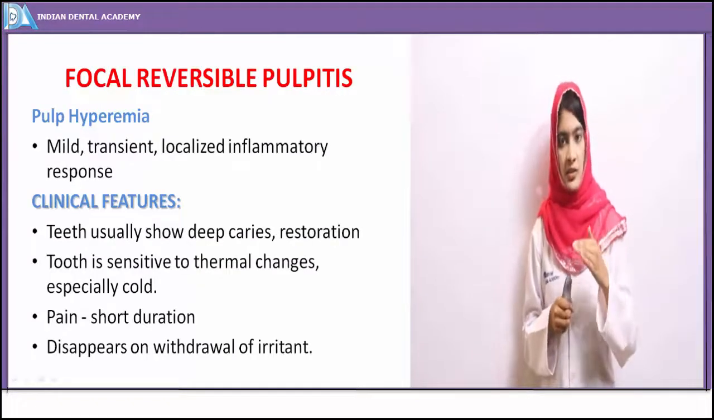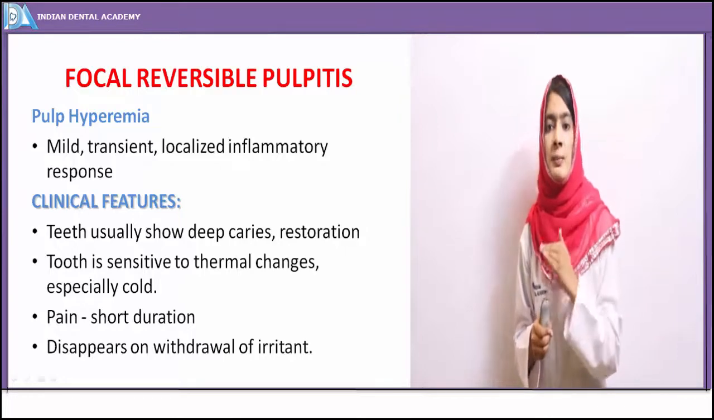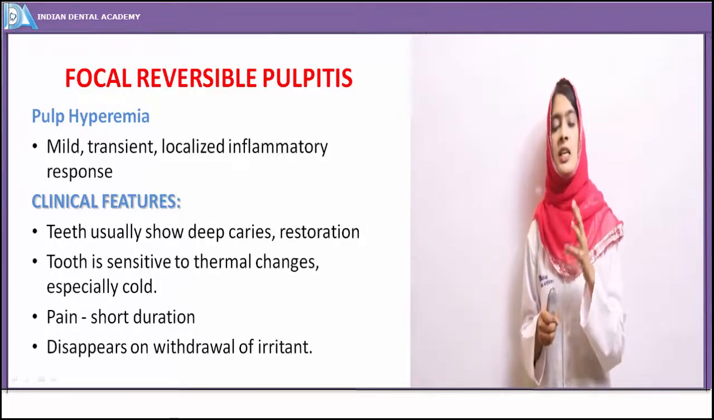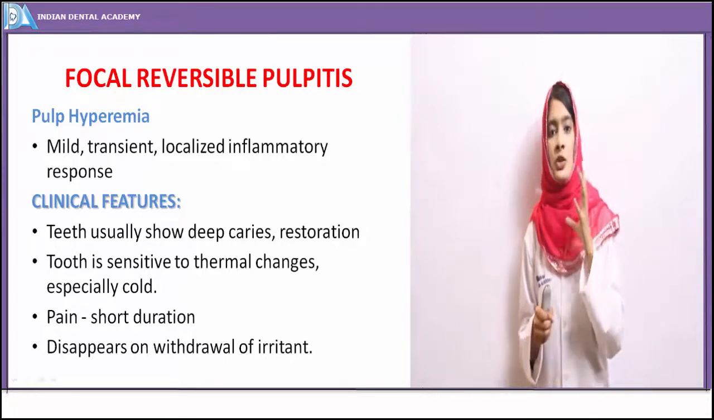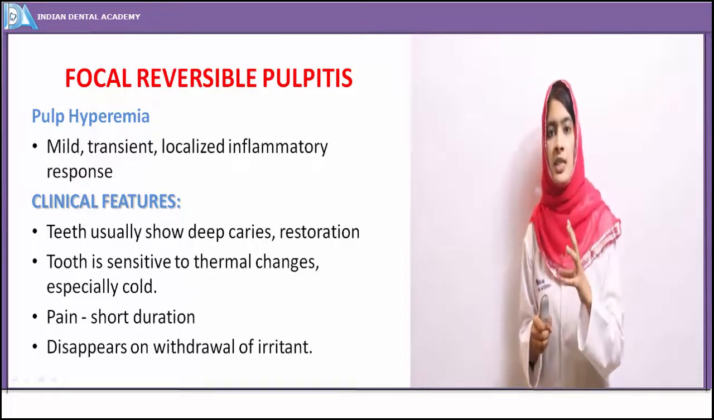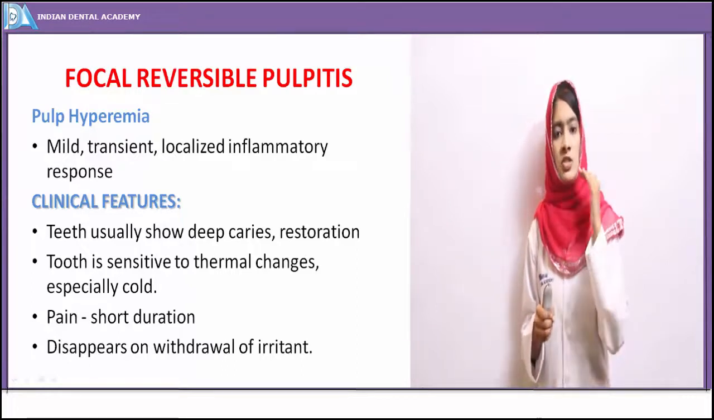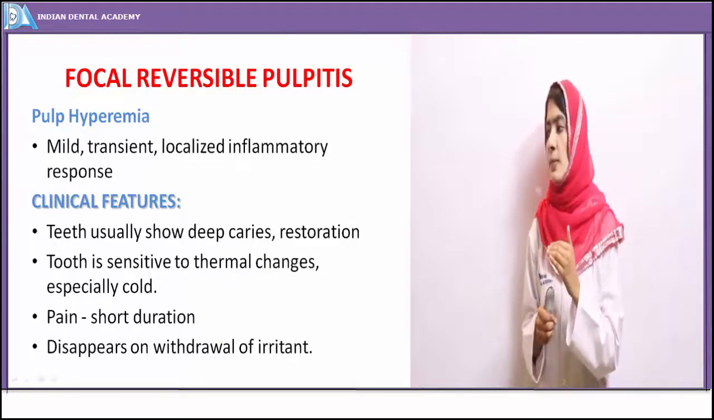So we'll study the different pulpitis. Focal reversible pulpitis. As the name suggests, it is a reversible condition. It is actually induced by thermal changes. The inflammatory process has just begun in the pulp. It's also known as pulp hyperemia.